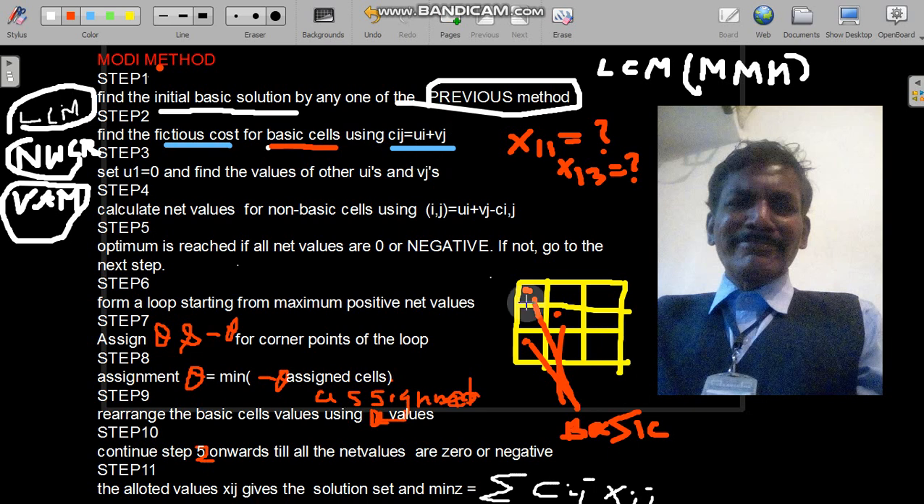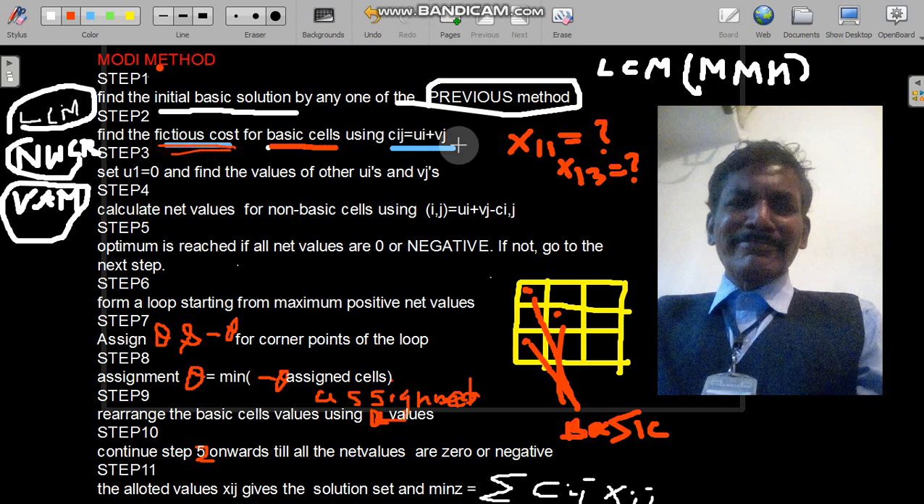From this particular table, these are assigned cells, and those are called basic cells. These are the cells we have not assigned, and those are called non-basic cells. For basic cells only, we have to find this fixed cost. We will take the problem at that time.